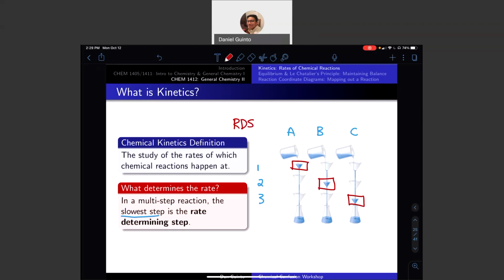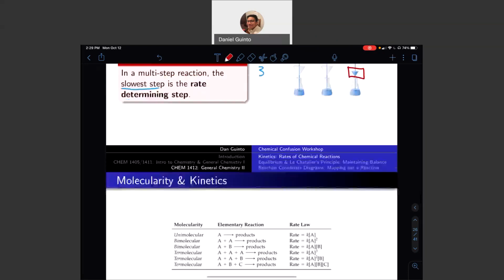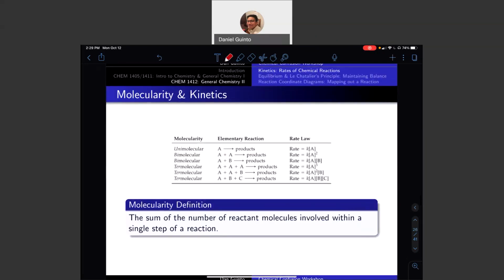So now that we've talked about the generality of what kinetics is, let's talk about molecularity and how it relates to kinetics. The idea of molecularity is just what you have as a reactant here. Unimolecular, which means you only have one molecule, is where you go directly from A to your products. And your rate law in this case will just be k times the concentration of A. Bimolecular, where bi means you have two molecules in your reactant here. You can either have two of the same molecule, or you can have two different molecules in this case, and they lead to the same products.